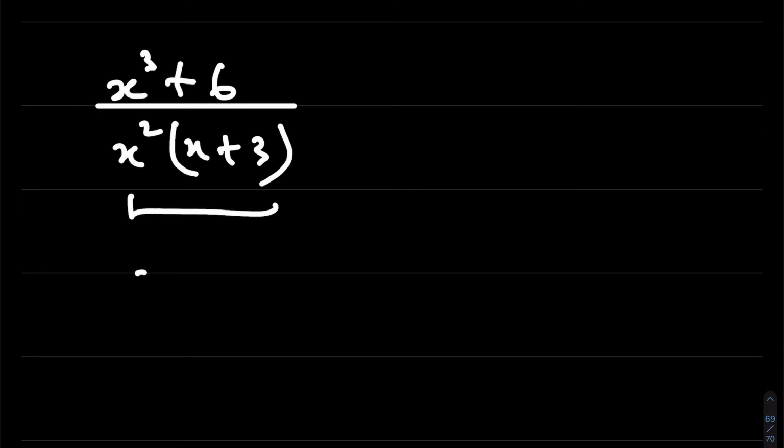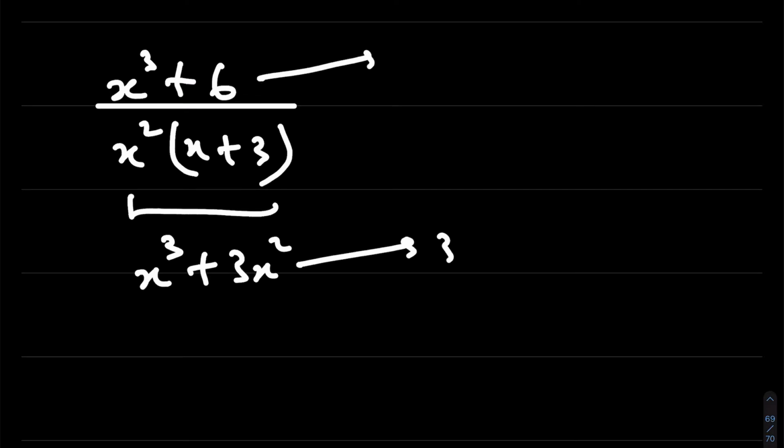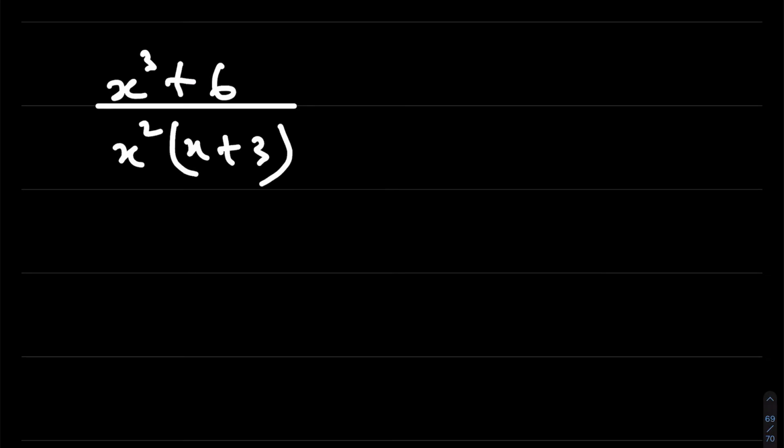If we expand the denominator, we're going to get x cubed plus 3x squared. That means the degree of the denominator is 3 and that of the numerator is also 3, which means it is an improper fraction. We know that if it's an improper fraction, the degree of the numerator will either be equal to that of the denominator or greater than that of the denominator. So now we need to divide the numerator by the denominator. Let's do that.